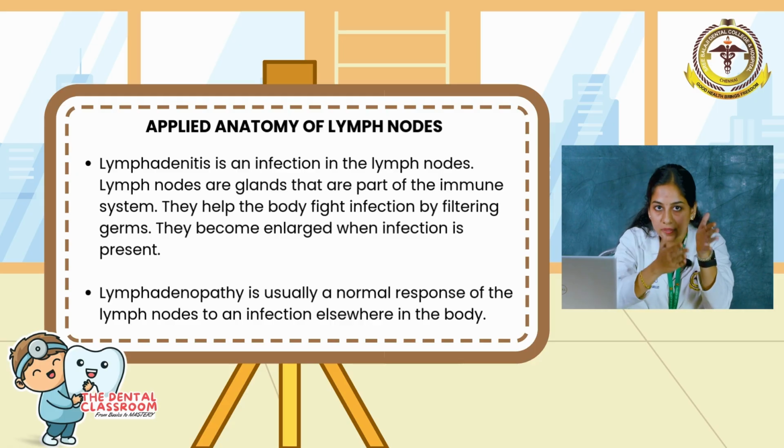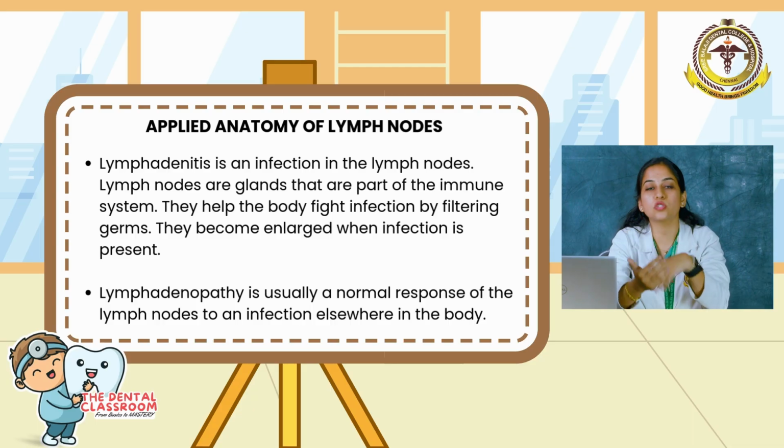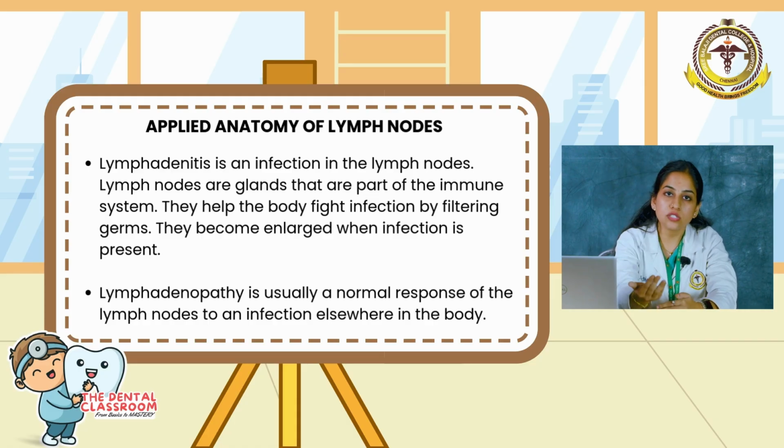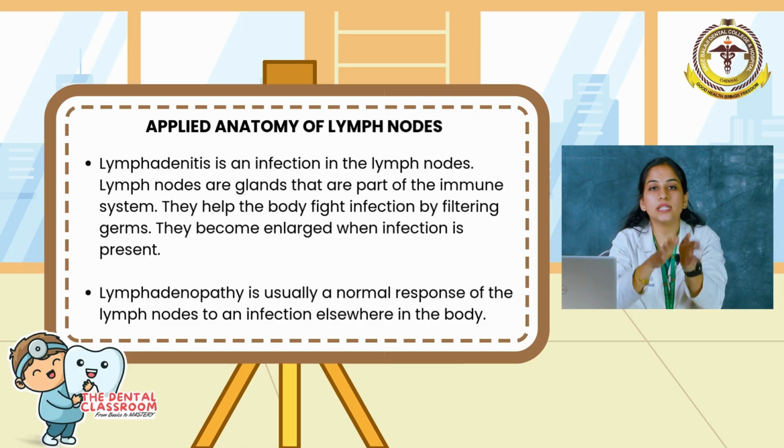Lymphadenopathy is a normal response of the lymph nodes to an infection. Once we get an infection, how will our body respond? These lymphocytes, that is the T lymphocytes, B lymphocytes and the memory B and T lymphocytes, play a role. They give a response to the foreign body or foreign antigen in the case of lymphadenopathy. So these are the two applied aspects of a lymph node.